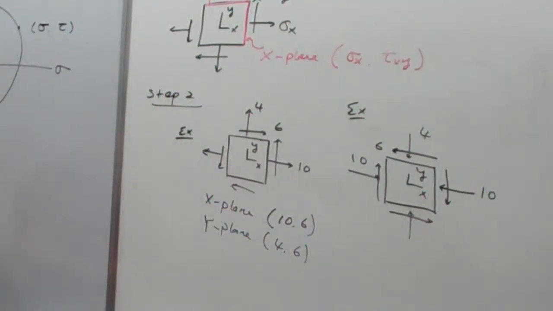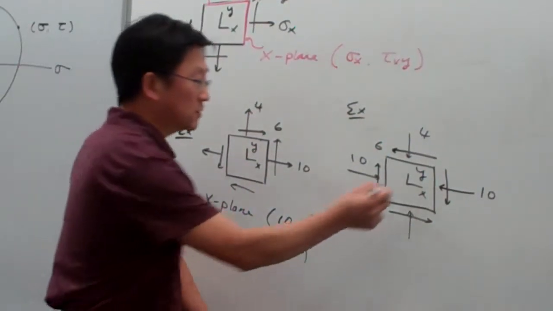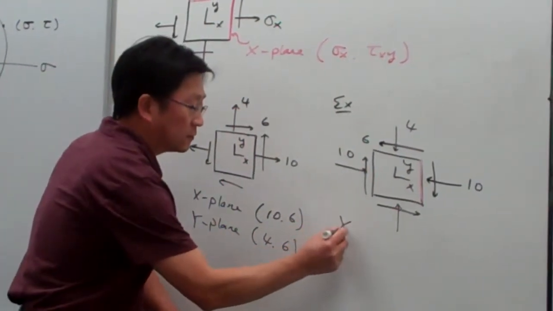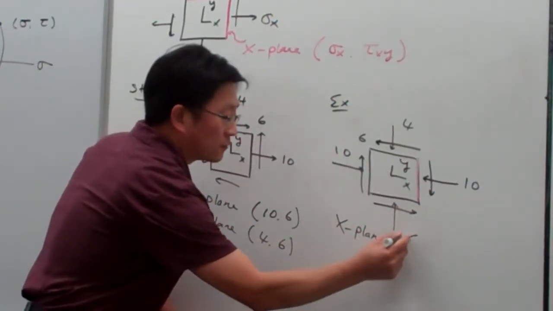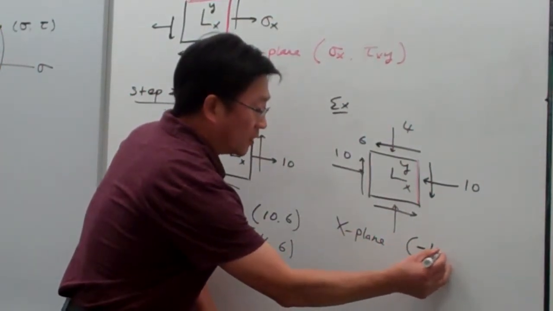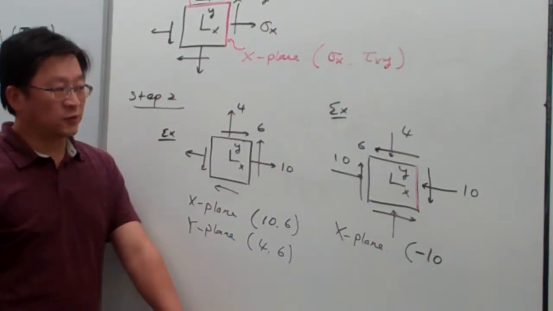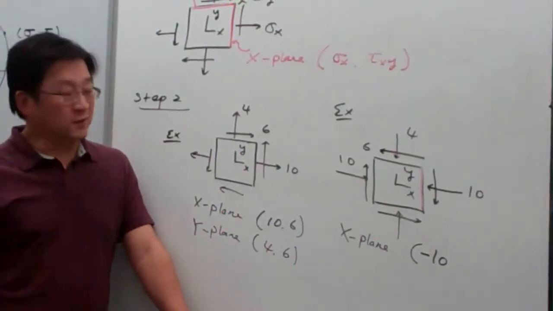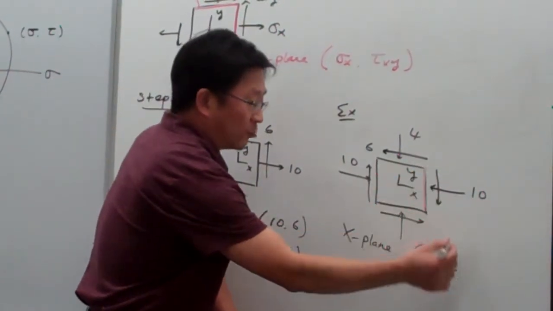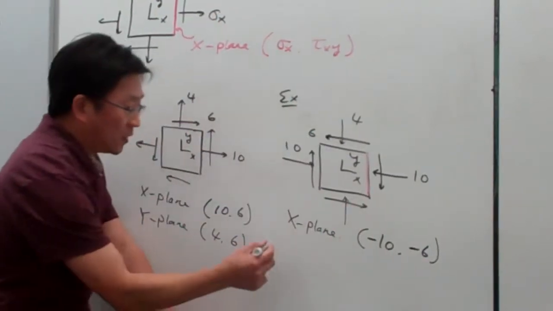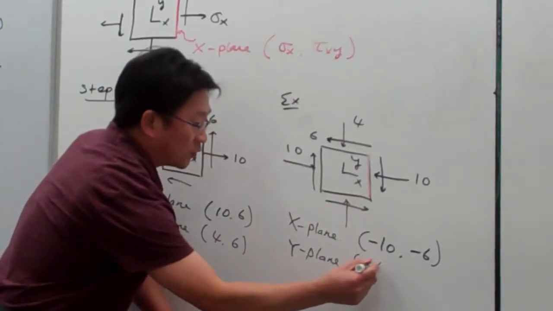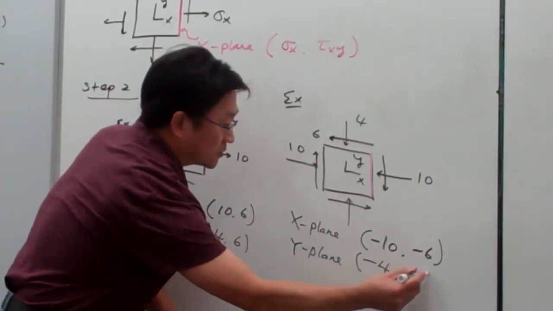Okay, so for this one here, we have to kick in our sign conventions. This is the x-plane. On the x-plane, we have the coordinate. The first coordinate is the normal stress, and here is minus 10. Using this example I show you, we have to consider the sign convention. And for this case, per our sign convention, this is minus 6. And the same thing in the y-plane. Then the first coordinate is normal stress minus 4. The second one is minus 6.